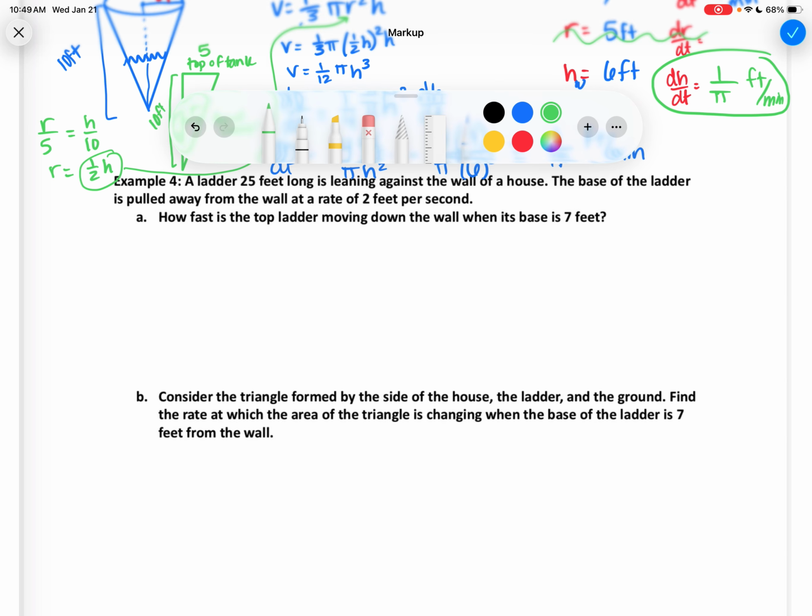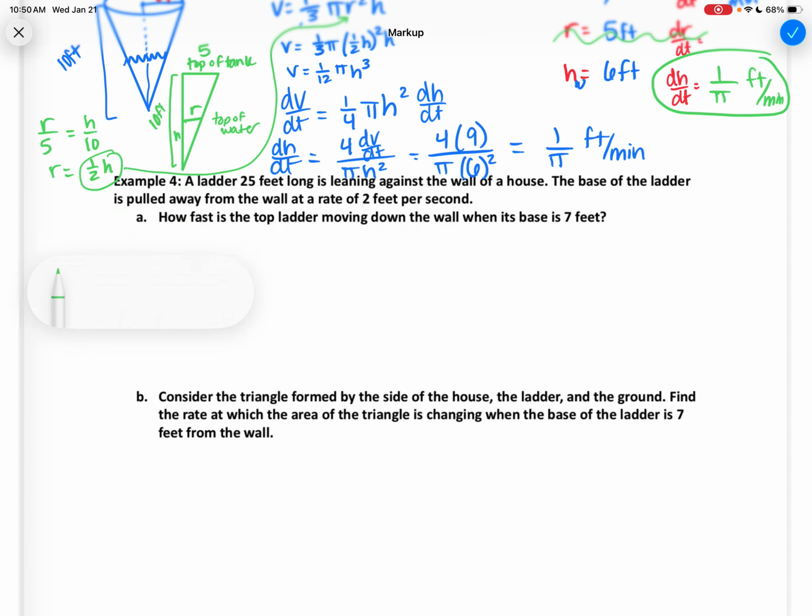So we have a ladder that is 25 feet long, leaning against the wall of the house. The base of the ladder is pulled away from the wall at the rate of 2 feet per second. You really hope you're not standing on it when that happens. How fast is the top of the ladder moving down the wall when the base is 7 feet away?